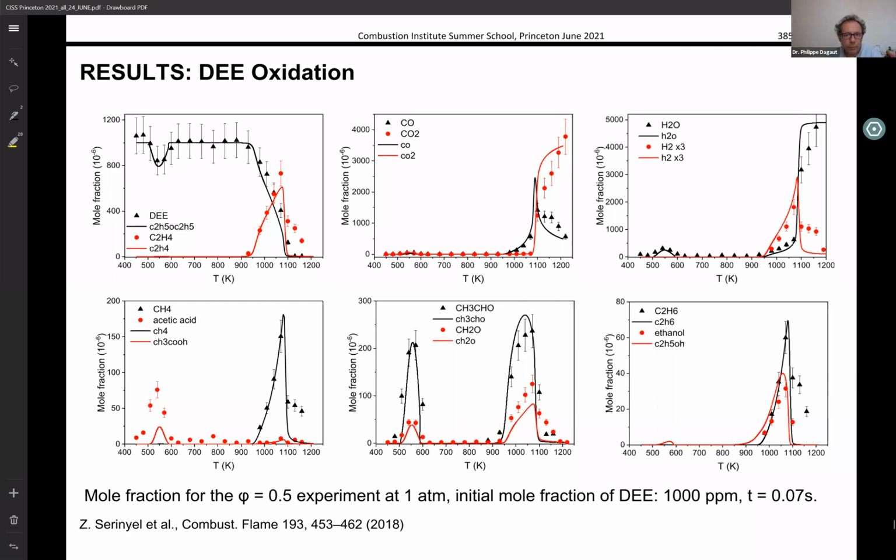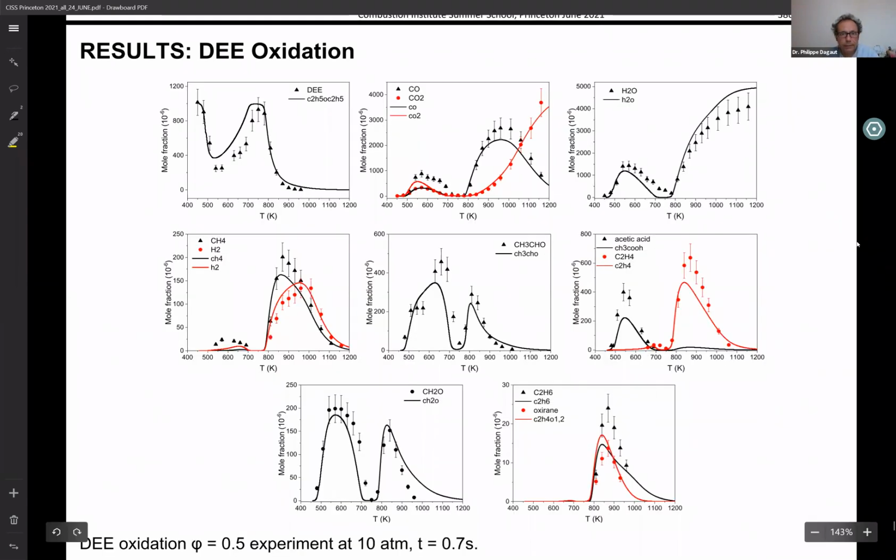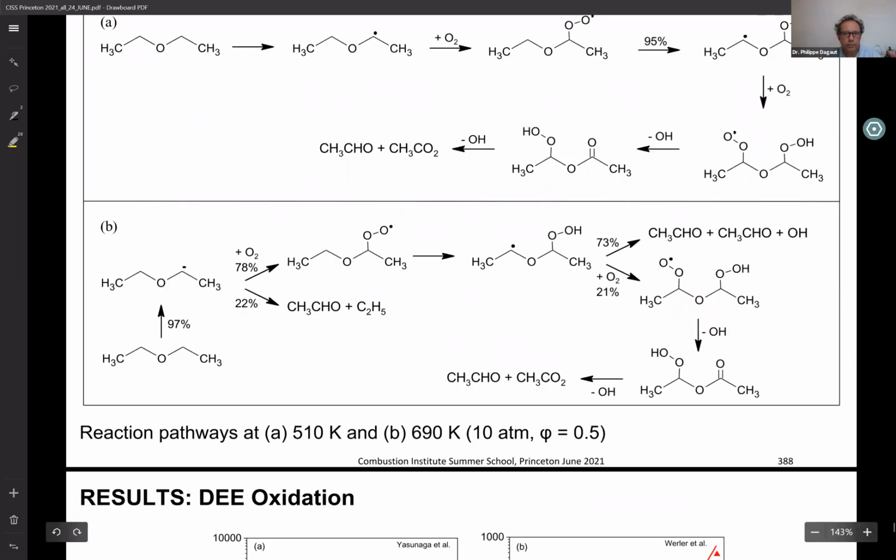Same type of experiments at 10 atmospheres, so a very different story. Here we have the fuel consumption, negative temperature coefficient, and the transition towards high temperature chemistry, which starts very quickly. It very much looks like the oxidation of an alkane, although again, this cool flame is shifted towards a much lower temperature.